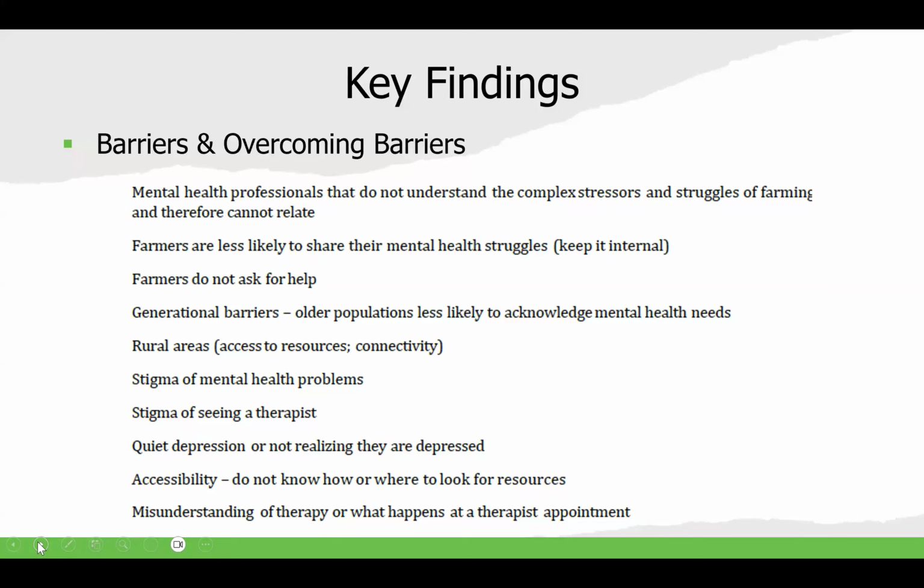Farmers typically do not ask for help. We do know that. And then there's definitely some generational barriers. Older populations would be less likely to acknowledge mental health needs, and maybe some of the younger population would be more apt to seek out that help and resources as well. Then rural areas, access to resources, connectivity, some of the logistics and reaching out to some of these resources. The stigma of mental health problems, the stigma of seeing a therapist, and again, some of that quiet depression, silent suffering. Accessibility, do not know how or where to look for resources. Again, when we asked them to name some particular ones, many were not able to do so.